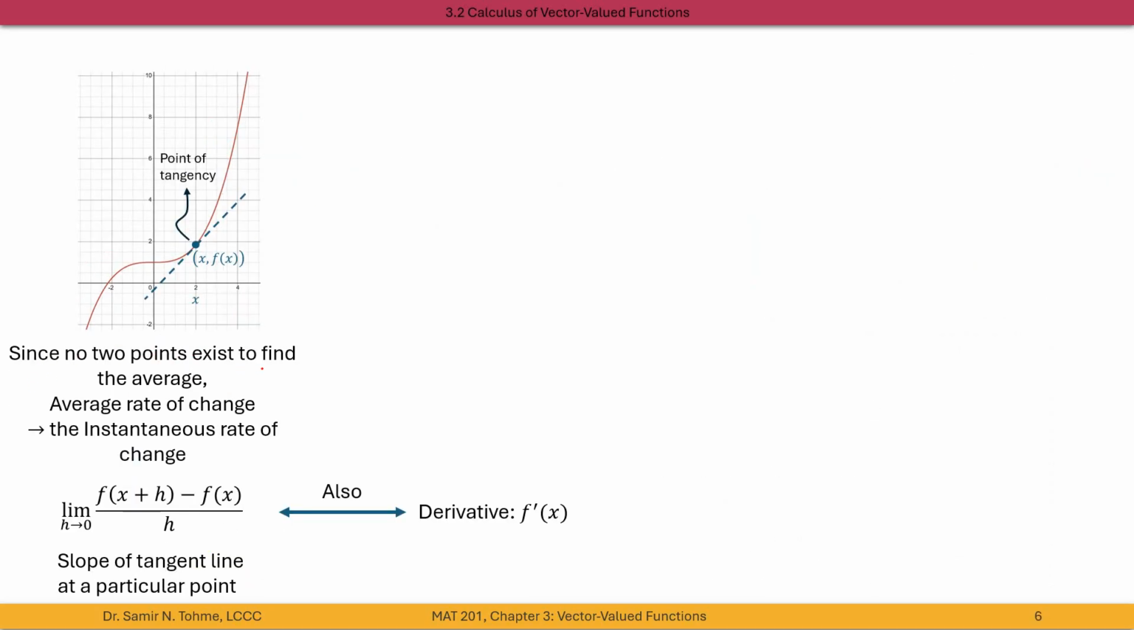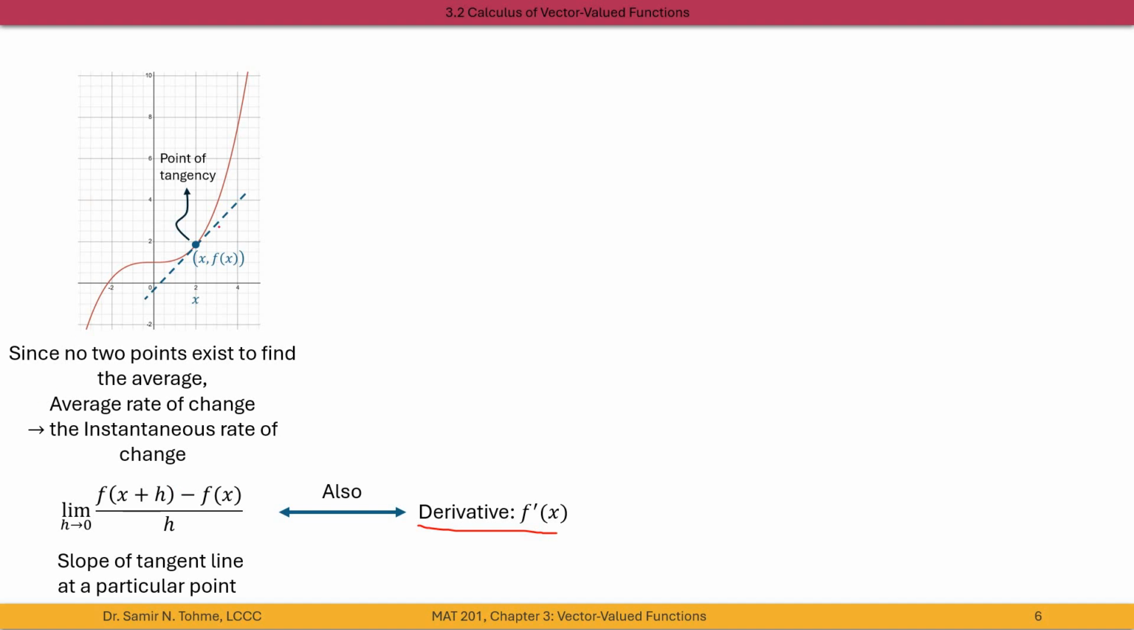Since no two points exist to find the average rate, instead of the average rate we will call it the instantaneous rate of change, which means the rate of change at this instant, at this particular point. This limit is also called the derivative in mathematics, and we denote it by f prime of x.